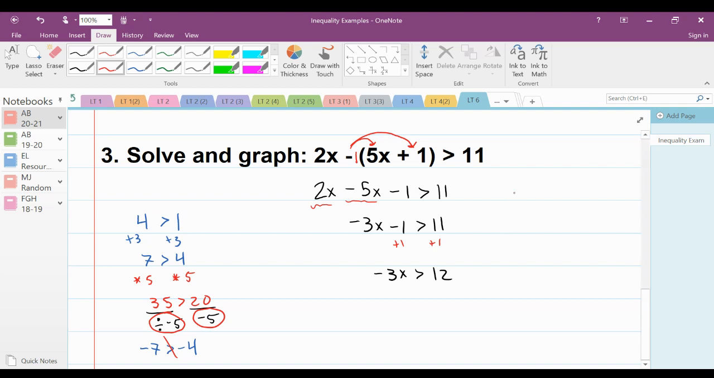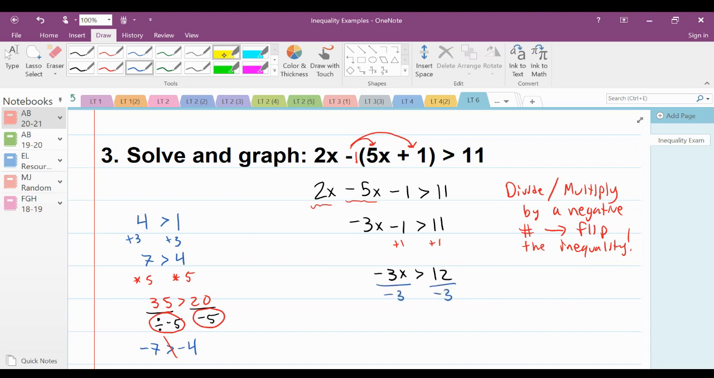So I'll write that up at the top. When you divide or multiply by a negative number, we need to flip the inequality sign. So in this last step here, when I divide both sides by -3, I like to highlight or circle that inequality symbol to remind me that I need to flip that around.